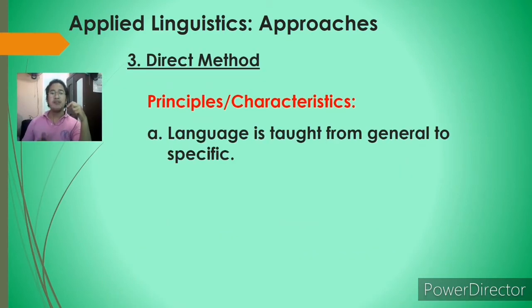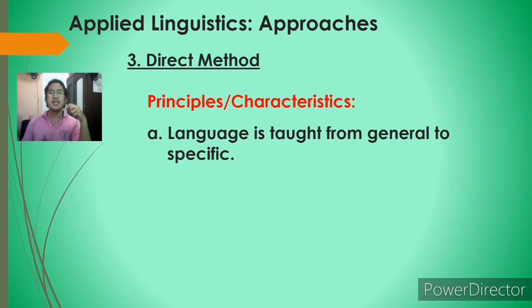I believe everyone knows what the famous direct method is, right? In this method, language is taught from general to specific. For instance, the teacher might want to teach the basic sentence patterns. In teaching this topic using the direct method, the teacher will explain a pattern first before giving examples. Example: the teacher will explain first the pattern, that is SLVC. He will explain what is a subject, what is a linking verb, and what is a complement.